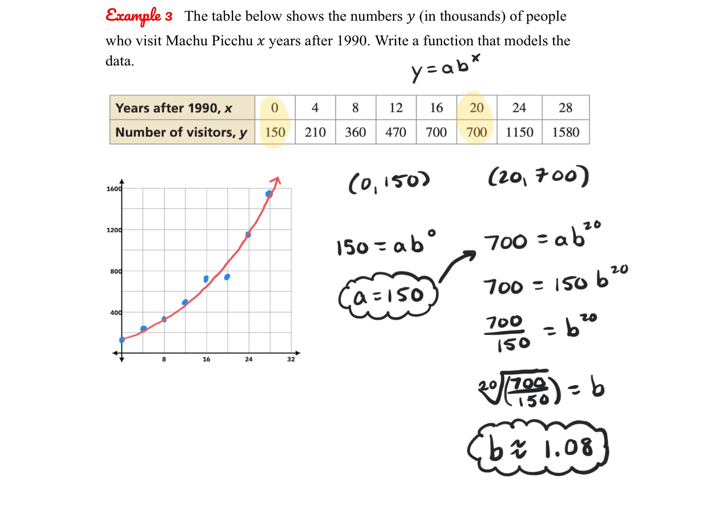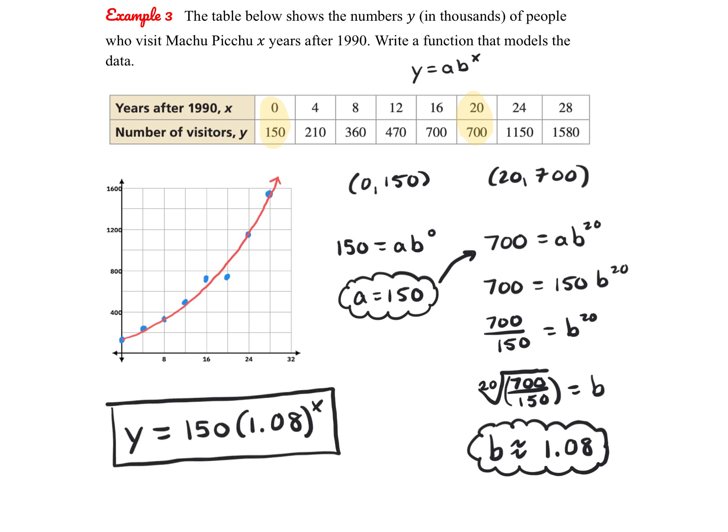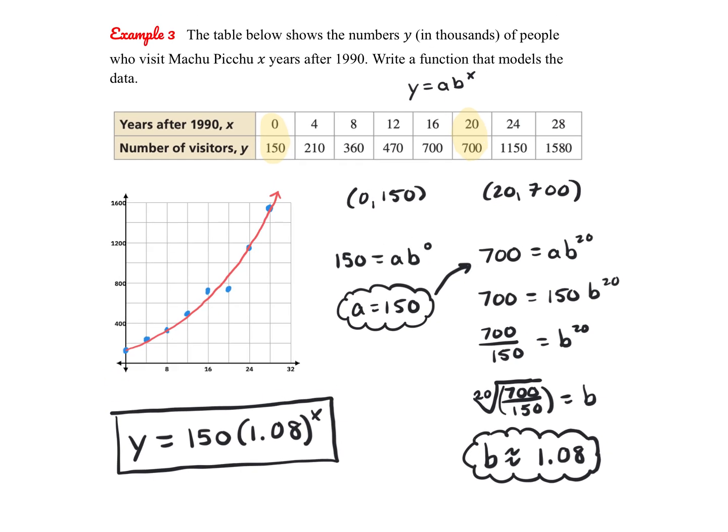So that means that our model would be y equals 150 times 1.08 to the power of x. And then we could use this model. The purpose of doing this is to use this model to make predictions about years that we don't have data for, or even future years. We could make a prediction about how many people would visit Machu Picchu in the year 2050 using this model. So that's why modeling is useful. It helps us make predictions, or it helps us fill in data that we may not have.